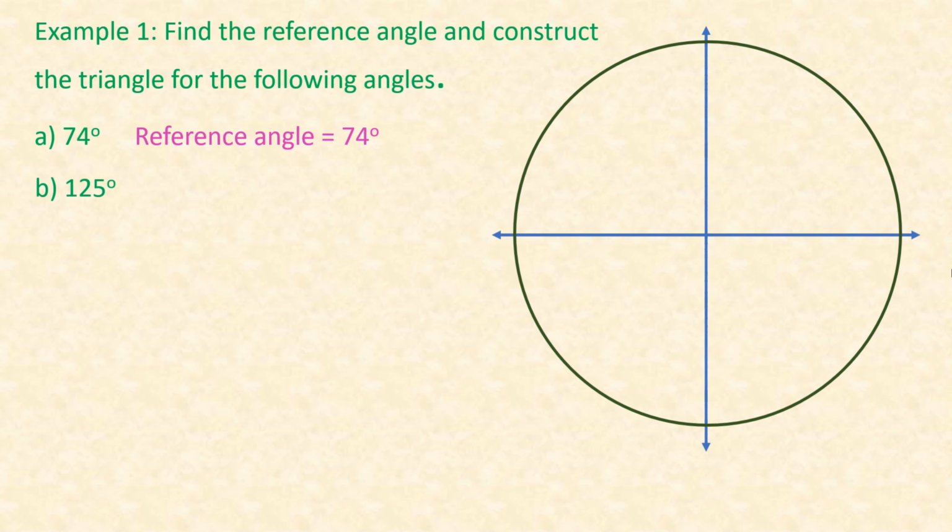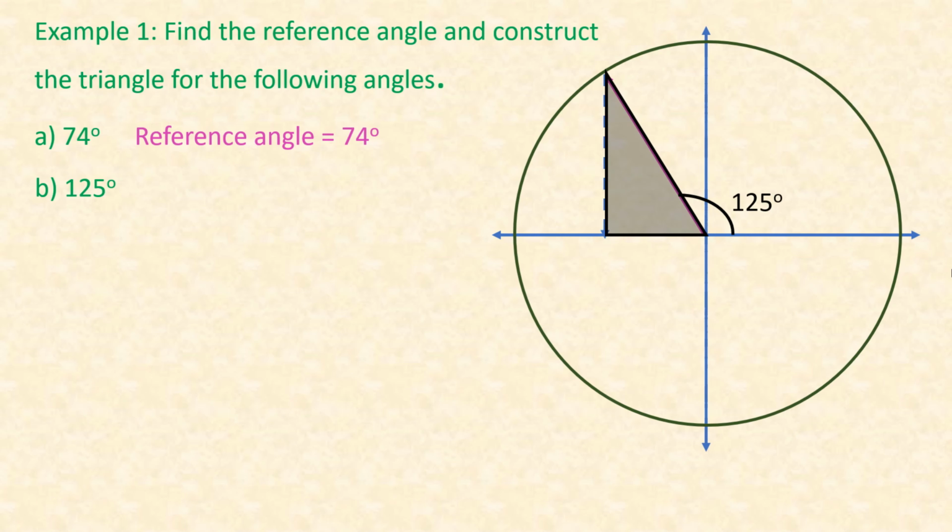Example part B, I have angle 125. So 125 is somewhere over there, more than 90, less than 180. So it's there, 125. And to make the triangle, I draw toward the x-axis. Ooh, see that? That is a mistake, right? Should I ever draw toward the y-axis like that? No, never. Don't do that. That's a mistake. You draw toward the x-axis like that.